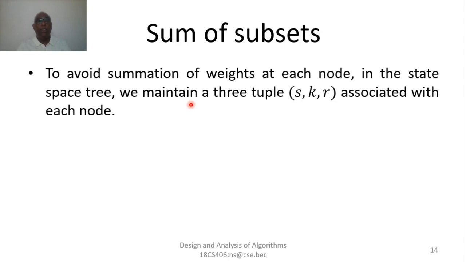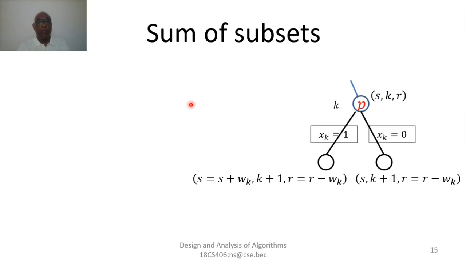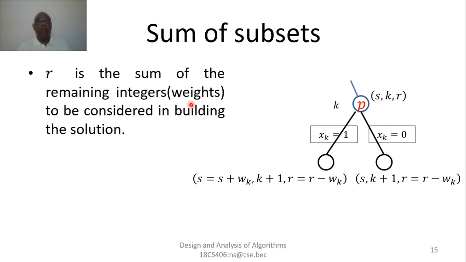And as we have seen in the earlier mathematical formulations, to avoid summation of weights at each node, we maintain in the state space tree a three-tuple S, k, R associated with each node. k is the level of the node. Of course, S is the sum of the weights included as defined by the partial solution at that node, and at the root node S is equal to 0. And R is the sum of the remaining weights to be considered in building the solution, and at the root node R is the sum of all the weights.